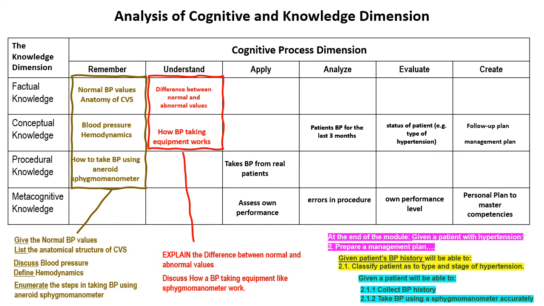Technically, we're able to produce 1, 2, 3, 4, 5, 6, 7, 8, 9, 10, 11, almost 12 outcomes based on the analysis that we did of the Bloom's Taxonomy matrix.